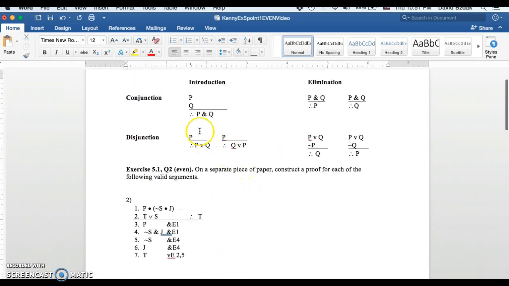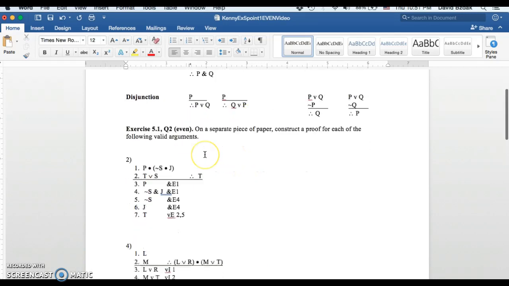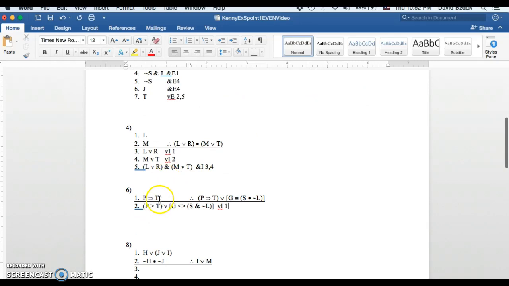See, the disjunction introduction rule takes just one input, any sentence, and it gives as output a disjunction. So again, here we had this sentence, P conditional T. We put it into a disjunction with this sentence. So disjunction introduction of 1.